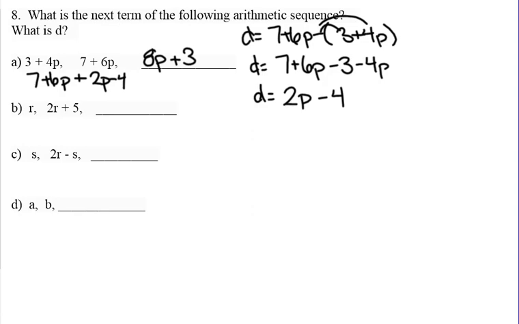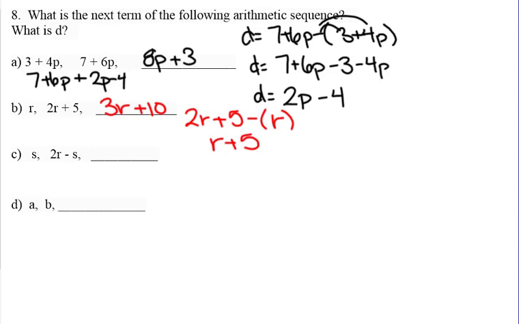Looking at our next example, we have 2r plus 5, and we're going to subtract r to figure out our common difference. So that leaves us with r plus 5. So r plus 5, this one you could do in your head. If you want to write it down, same thing, 3r plus 10.